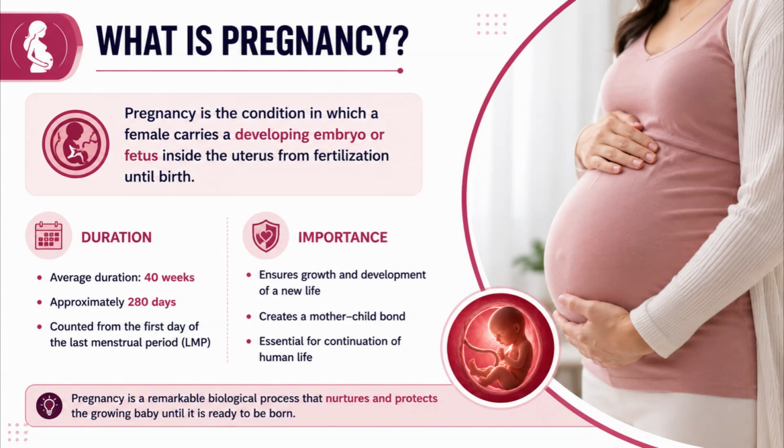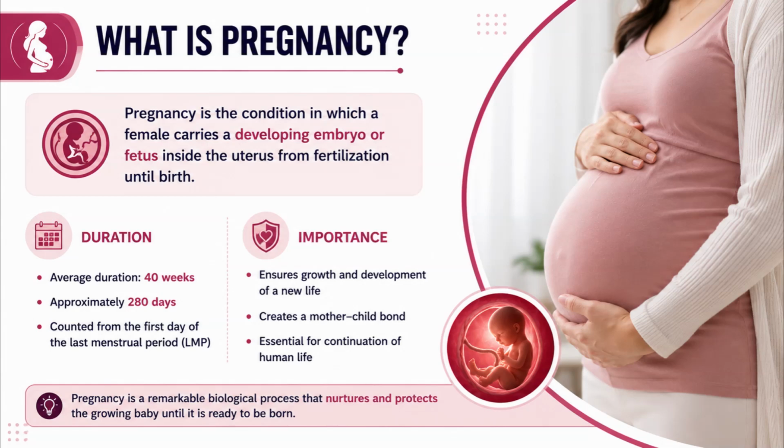Now let us understand the concept of pregnancy in detail. Pregnancy is the physiological condition in which a female carries a developing embryo and later a fetus within her uterus. It begins with the fertilization of an ovum by a sperm and ends with the birth of the baby. This entire process represents one of the most complex and fascinating events in human biology. After fertilization occurs in the fallopian tube, the resulting zygote undergoes several rounds of cell division and eventually reaches the uterus, where it implants into the uterine lining. Once implantation is successful, pregnancy is established, and the developing organism receives nourishment and protection from the mother.